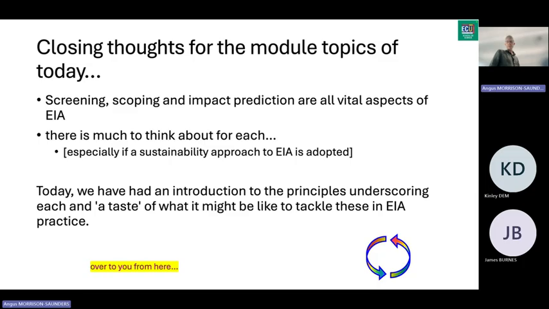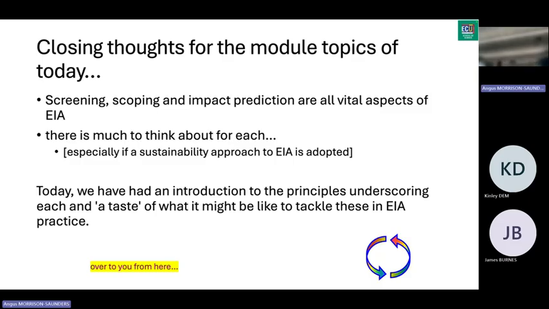And just to close off for today, we've covered two or three really important topics. Screening, of course, is deciding whether we do EIA or not. Scoping is deciding what we need to focus on. And prediction is, how do we do that? What do we need to think about when we predict impacts on important things? So really critical content that we've covered today. Are there any questions about prediction? Any points you want to raise about prediction?